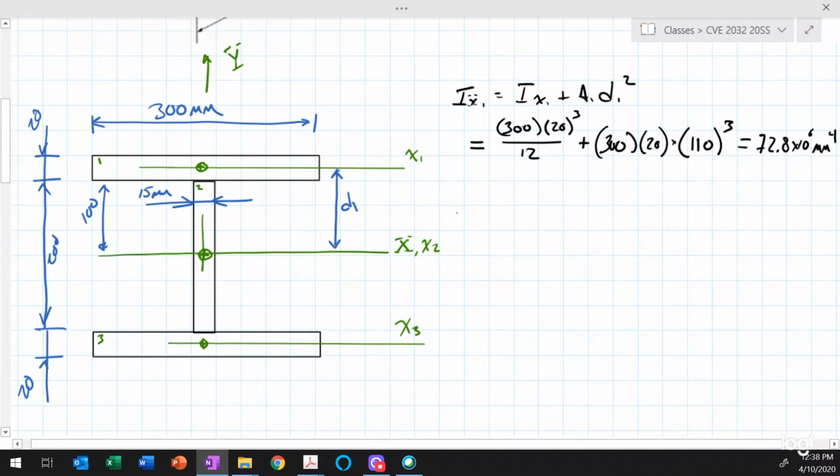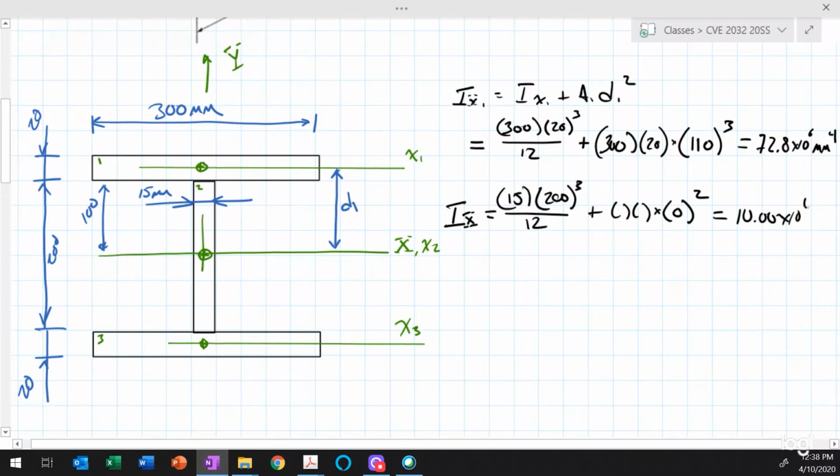Okay, we can do the same thing for area number 2. In this case, it's going to be equal to the base, which is 15, times the height, 200, cubed, divided by 12, plus some area times the distance 0 squared. I don't care what the area is, since the distance is 0. Then that number works out to be 10 times 10 to the 6th millimeters to the 4th. That was I sub x2.